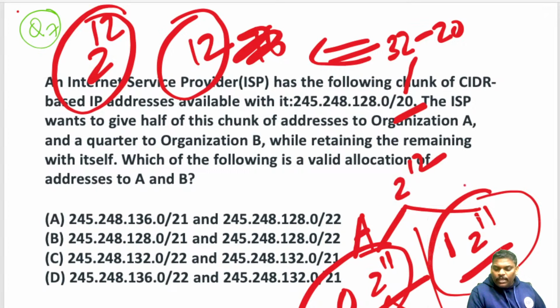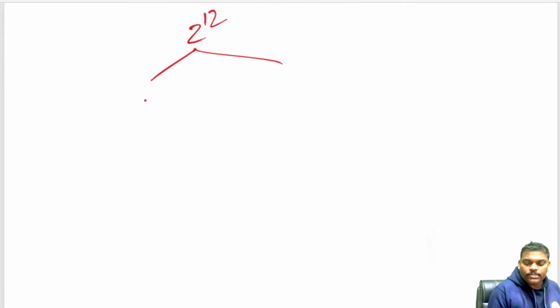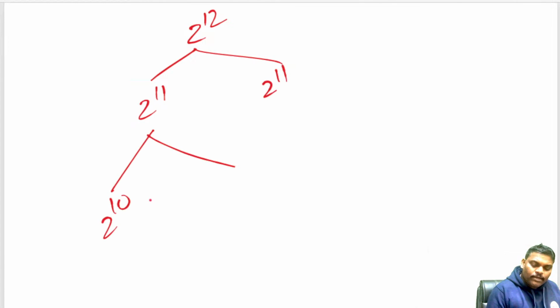1/2 is given to A, right? So after the division, divide again: 2 power 10, 2 power 10. One quarter is given to B. I will do this here because of lack of space. 2 power 12 divided into 2 parts, 2 power 11, 2 power 11, and further divided into 2 power 10, 2 power 10.